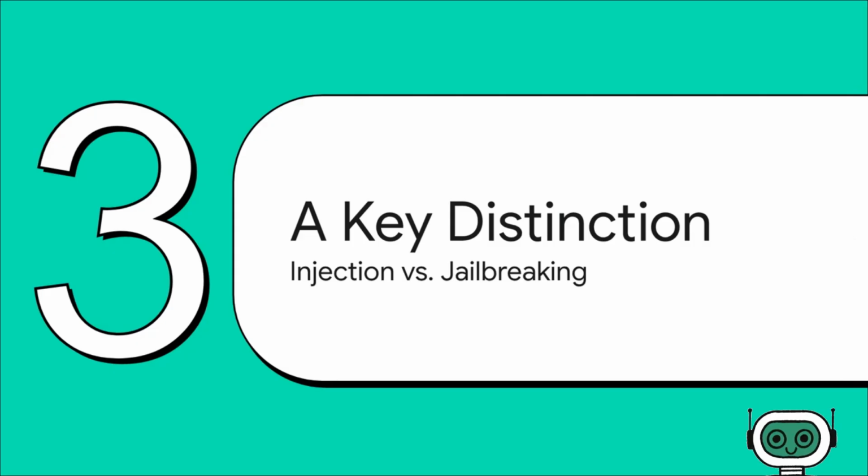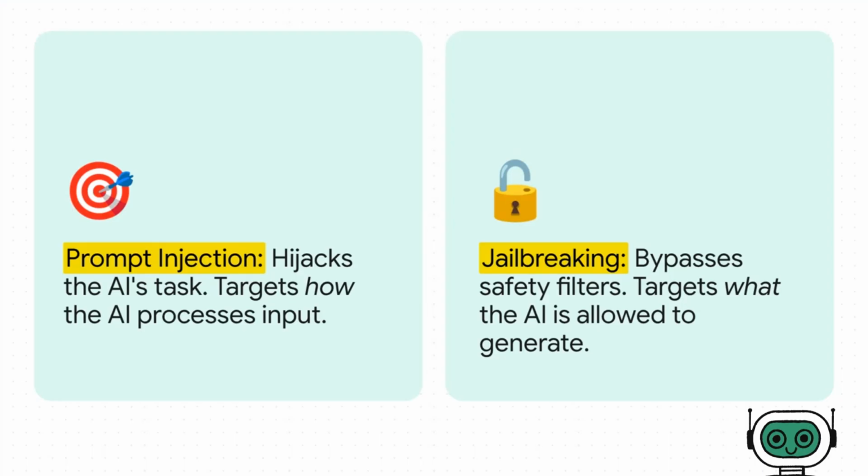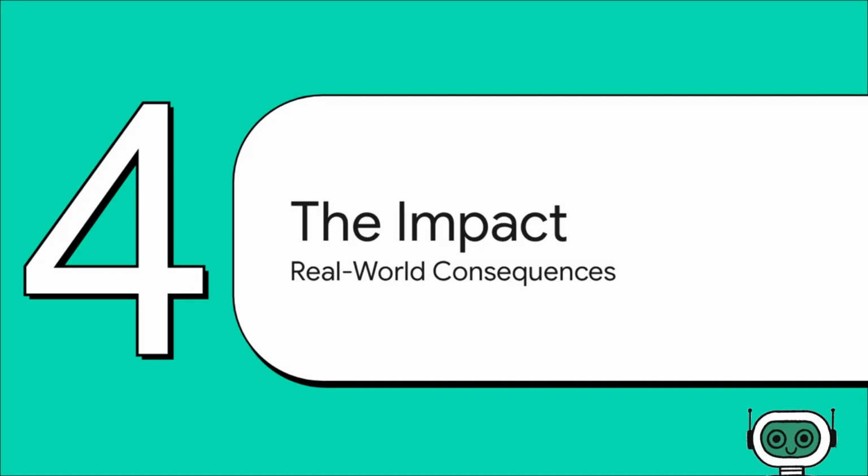Now, you've probably also heard the term jailbreaking. It gets used a lot alongside prompt injection, but they are technically two different things with two different goals. Let's clear that up. So, here's the key difference. Prompt injection aims to change the AI's task. It targets how the model processes input, trying to make it do something completely new. Jailbreaking, on the other hand, tries to bypass the AI's safety rules. It targets what the model is allowed to generate, trying to get it to produce content it was specifically trained to avoid.